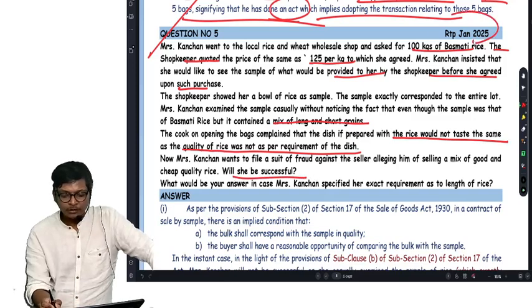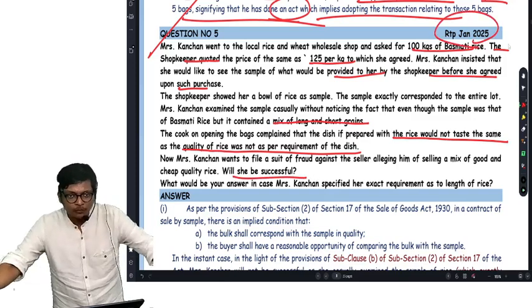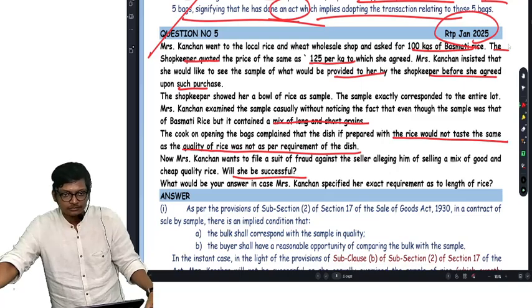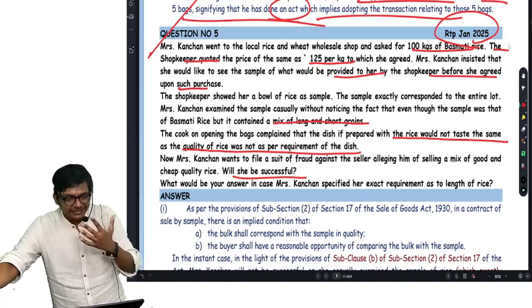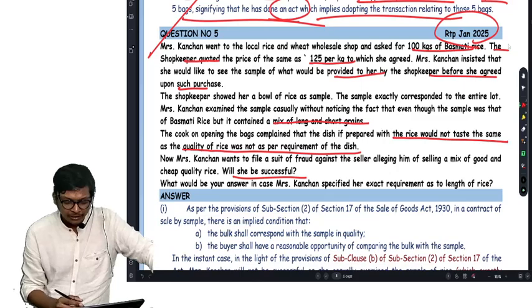Again, RTP Jan 25, 5 questions. Very simple. What you had for lunch, Mubin? Tell me. Biryani rice, from the nearby shop? Okay.